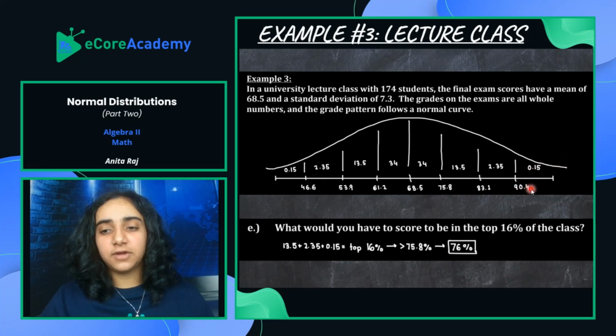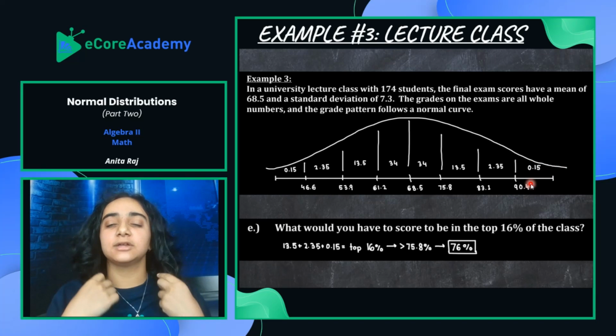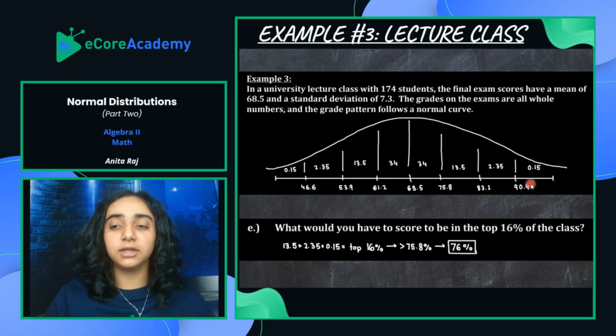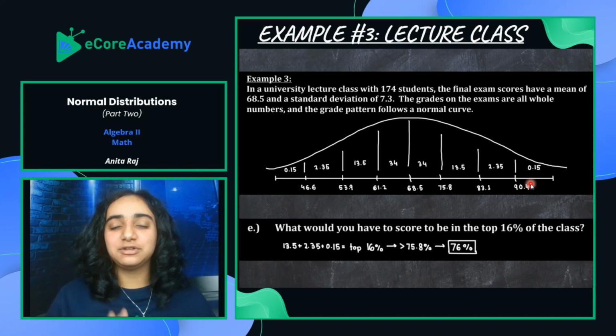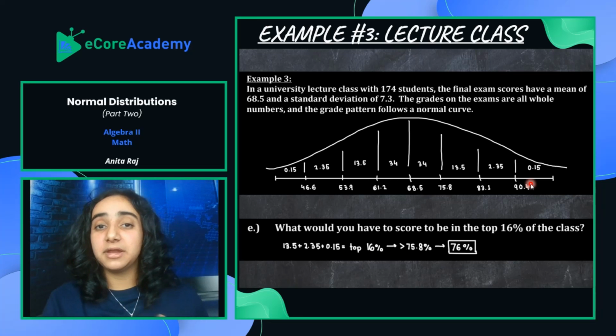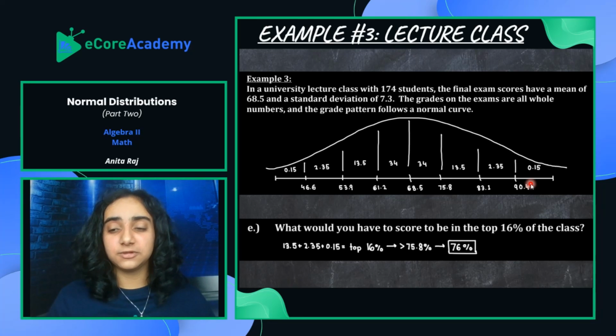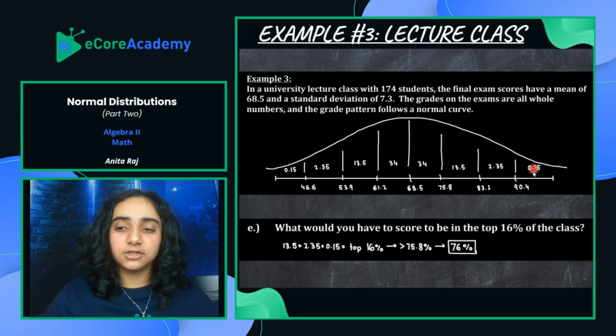If we do so, we're trying to find the top 16%. Well, we're considering 90.4 as 3 standard deviations above the mean, meaning only 0.15% of students in this class actually got between maybe a 90 to 100. So that's a very small percent. Because of that, what we're going to do is we are just going to take 0.15 into consideration. Then we're going to move left 1 standard deviation. Now we have 2.35%. We're going to add that to the 0.15%. And we're going to get 2.5%.